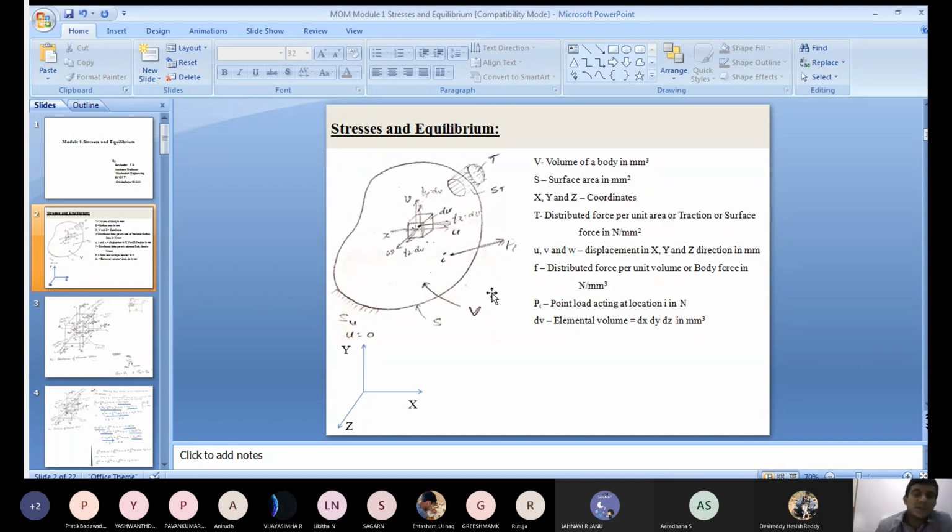Now when a three-dimensional component is subjected to several forces, what will be the stresses induced? How do you know that? I want to know the stresses at a particular point. If you consider this three-dimensional body, at a particular point I want to know what stresses are acting. Then how do you determine? By passing an arbitrary cutting plane corresponding to the coordinates.